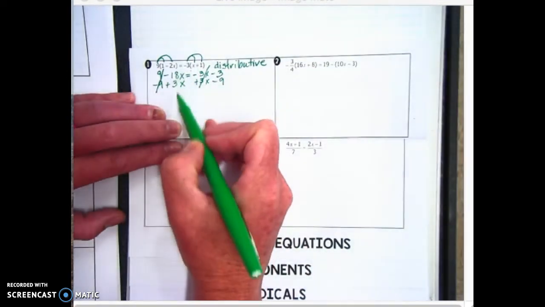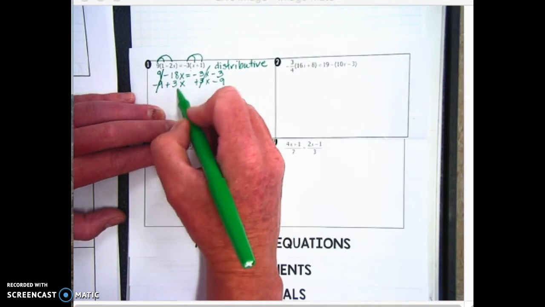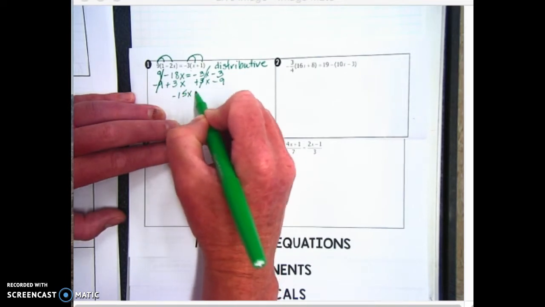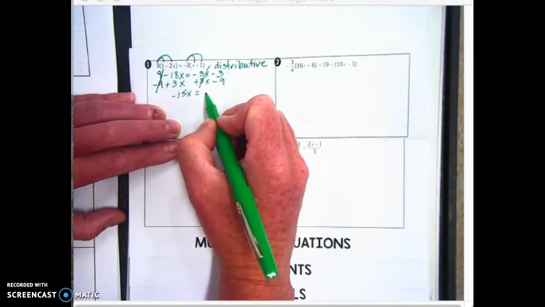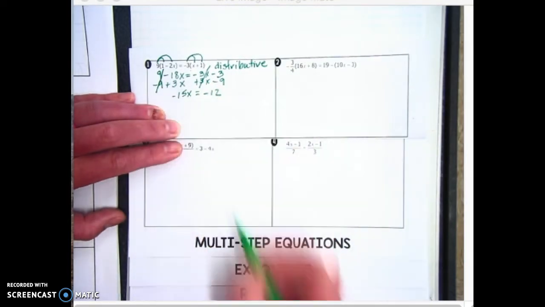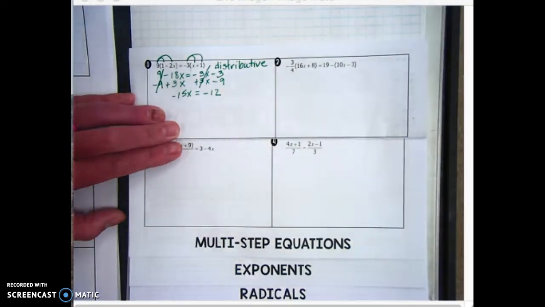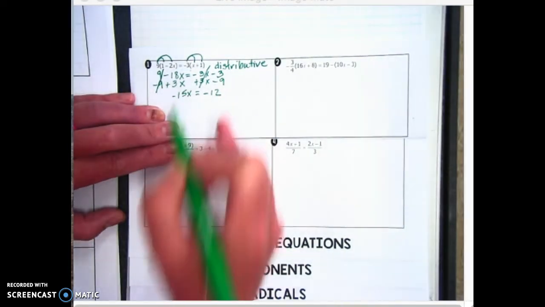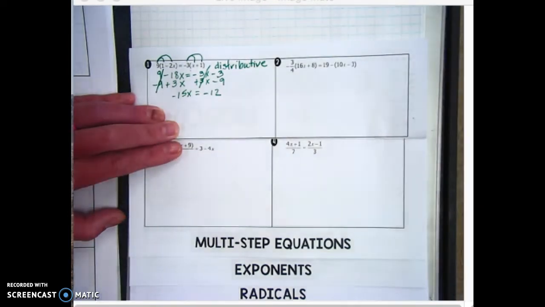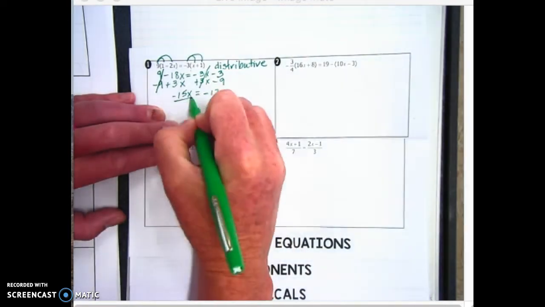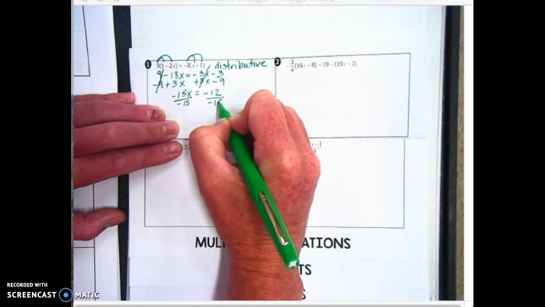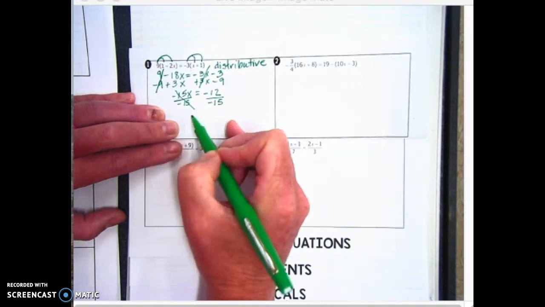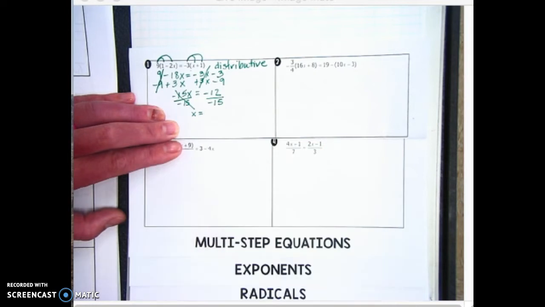And then I'm just going to combine these two. So I have negative 18x plus 3x, which is negative 15x. And then on the right, I have negative 3 and negative 9, which is negative 12. And then that x is being multiplied by negative 15. What's the inverse operation? Division, right? So we're going to divide by negative 15, divide by negative 15. These cancel, and we're down to our x.